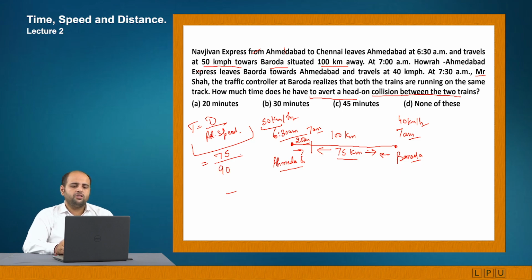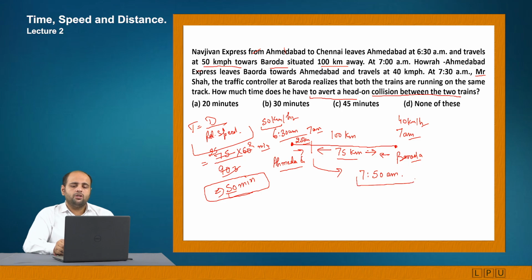As we know that the fraction is less than 1, just multiply it with 60 to convert it into minutes. So it will be 75 by 90, which is 5 by 6, and 5 into 60 by 6, that will be 50 minutes. So that means after 50 minutes the trains will collide. We started at 7 a.m., so the collision time is 7:50 a.m.